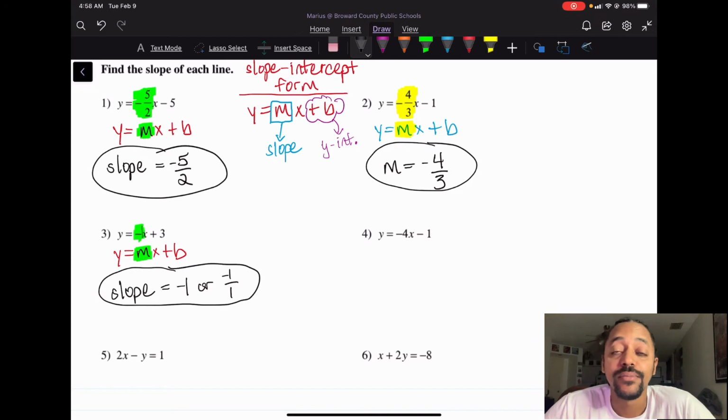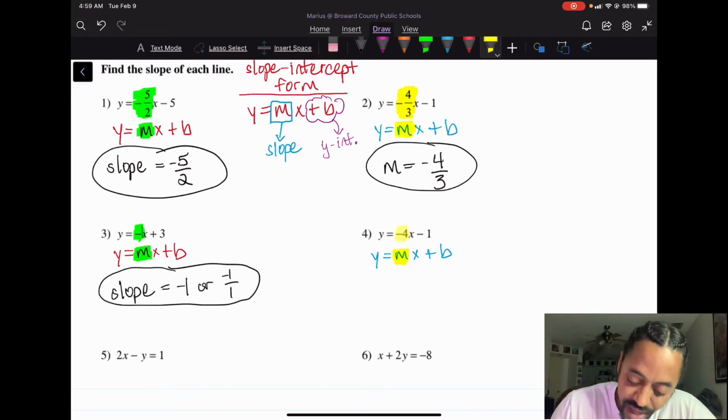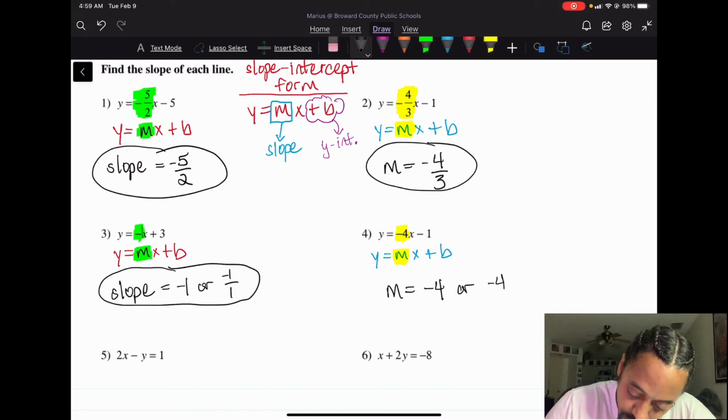All right, moving on to number four. Number four, once again, let's just go ahead and write out the slope-intercept form of a line, y equals mx plus b. And let's identify the slope. Remember, we want the coefficient of x. The coefficient of x is -4. So this time, slope is equal to -4. Or we could say -4/1.